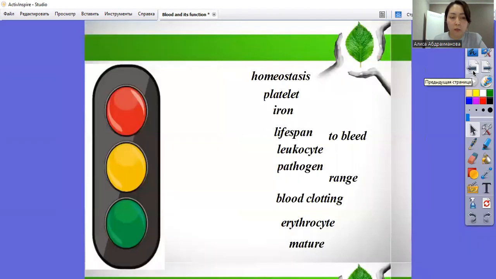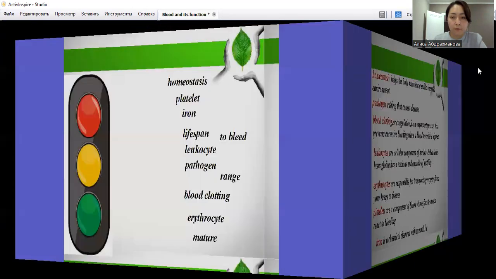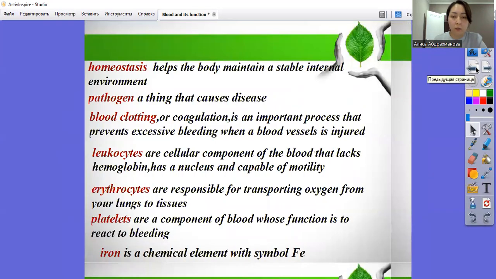And here you can see a traffic light and keywords. If you have unknown words, you should move to the red color. If you doubt your answer, to yellow. If you know these words, to green color. Let's get acquainted with the vocabulary.